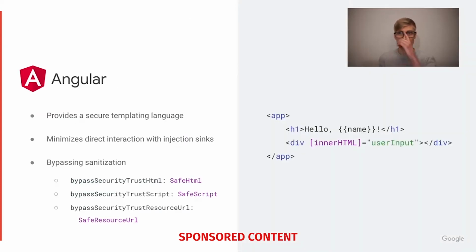Luckily, Angular does a great job of limiting direct interaction with injection sinks. It provides a templating language that ensures that all interpolated user input is escaped or sanitized before rendering. If you need to bypass sanitization, you must explicitly call one of the bypassSecurityTrust functions, which marks the value as safe for injection into a specific context.